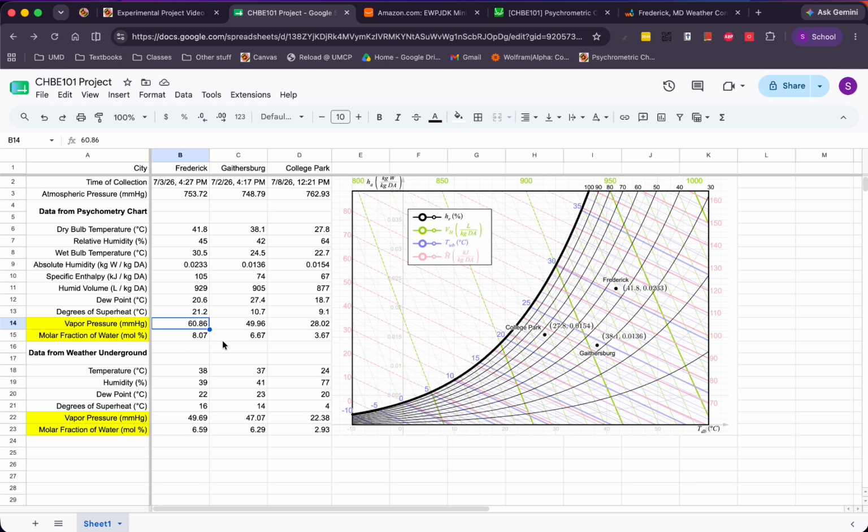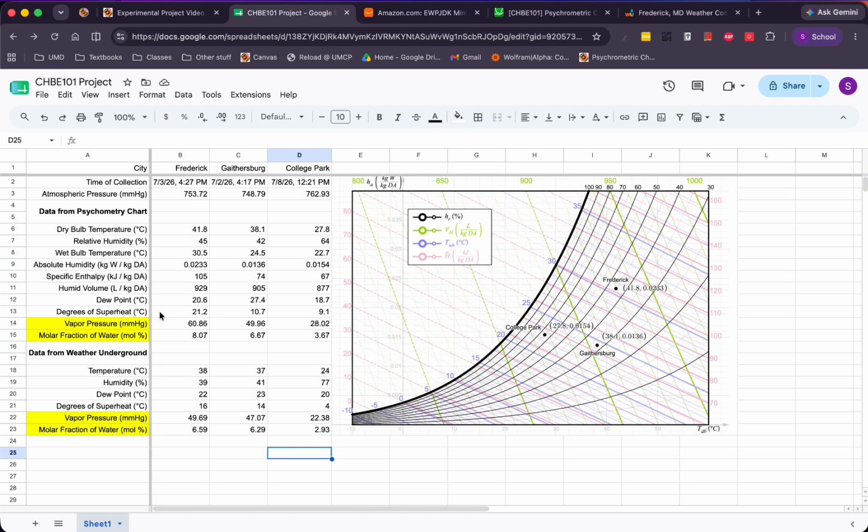Dalton's law. Something else I did was that I also compared the results I found to the accepted data from a website called Weather Underground, which pulls from actual weather services like the NOAA and the Weather Channel. And these are the data points it found for temperature, humidity, and dew point. And then I was able to use the same methods above to find degrees of superheat, vapor pressure, and molar fraction of water.